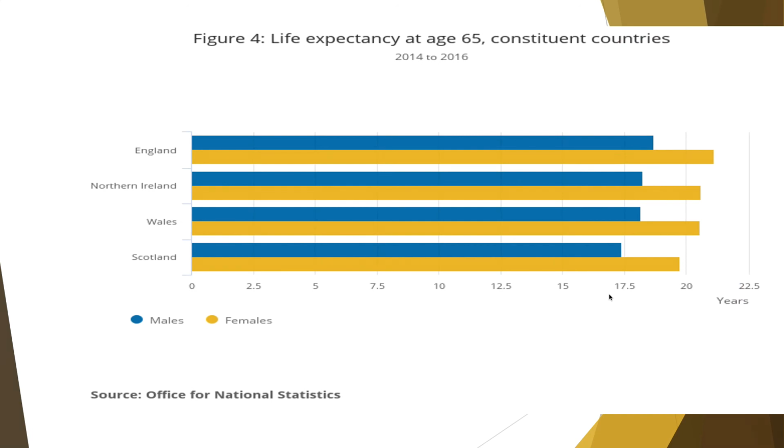So let's look at an actual graph. What is the title here? Life expectancy at age 65 of constituent UK countries in the years 2014 to 2016. So this is the average amount of years that a person will live after 65 years of age in England, Northern Ireland, Wales, and Scotland.